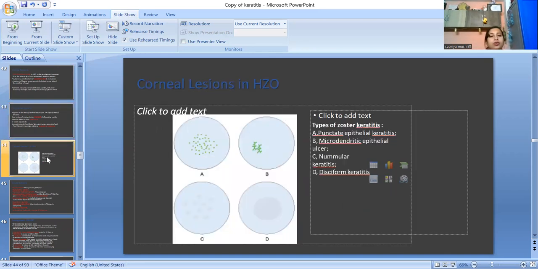Now, these are the features in which herpes zoster keratitis presents. First, like herpes simplex virus keratitis, is punctate epithelial keratitis. Second is microdendritic epithelial ulcer. Third is nummular keratitis. And fourth is disciform keratitis.